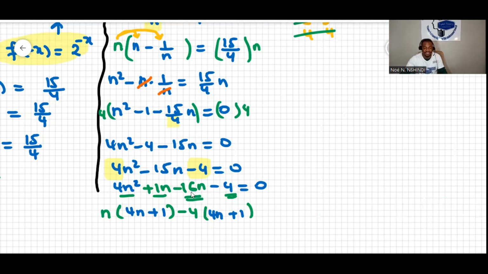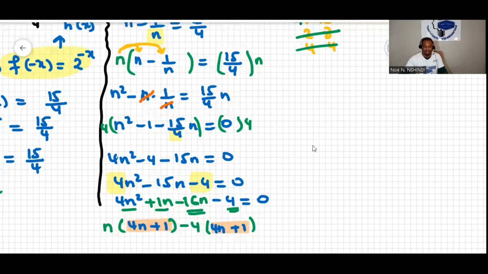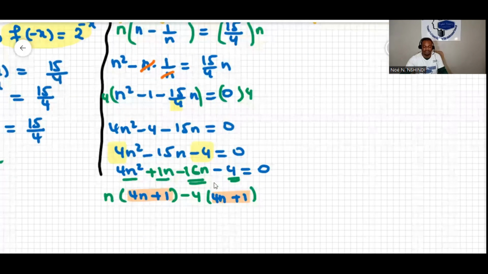Important, be careful here. We take negative 4 out, okay? So if you multiply back negative 4, you get negative 16n. Negative 4 times positive 1, you get negative 4. So if you take a negative number outside the bracket as a common factor, it also affects the signs of what is inside the bracket. Now you'll notice that what is in the brackets here and there must always be the same. If they're not the same, it means either you selected the wrong factors here, or calculations were not correct over here.